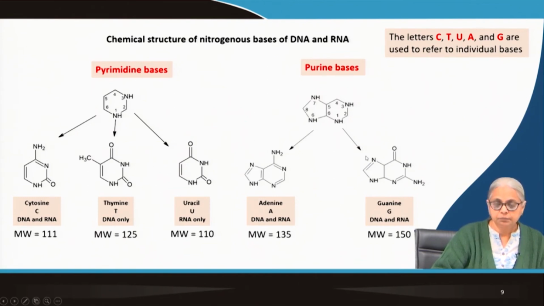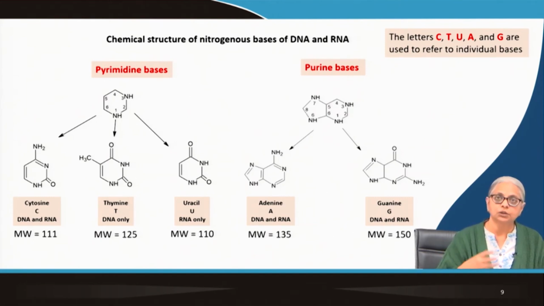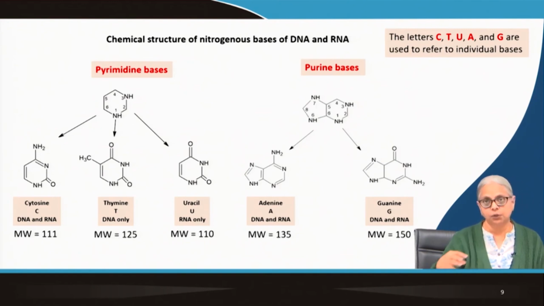We have two purine bases with two rings. Adenine, which is also found in ATP. It is present in both DNA and RNA, and also in ATP, which is different. And then we have guanine, which is shown by the letter G, and that is also found in both DNA and RNA. I've given you the molecular weights for each of the bases over here, so you can calculate the molecular weight of either a nucleotide or a nucleoside.